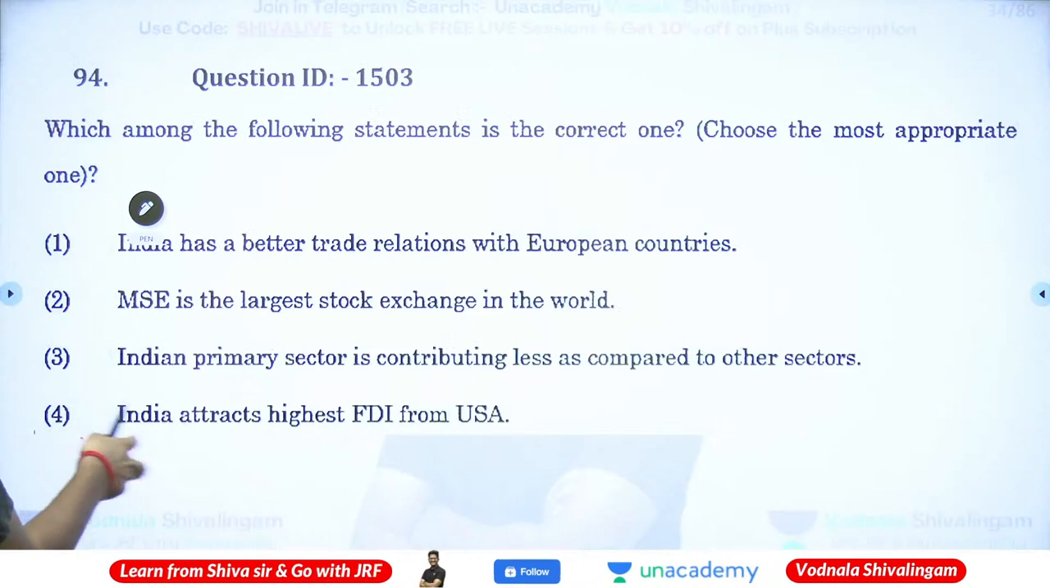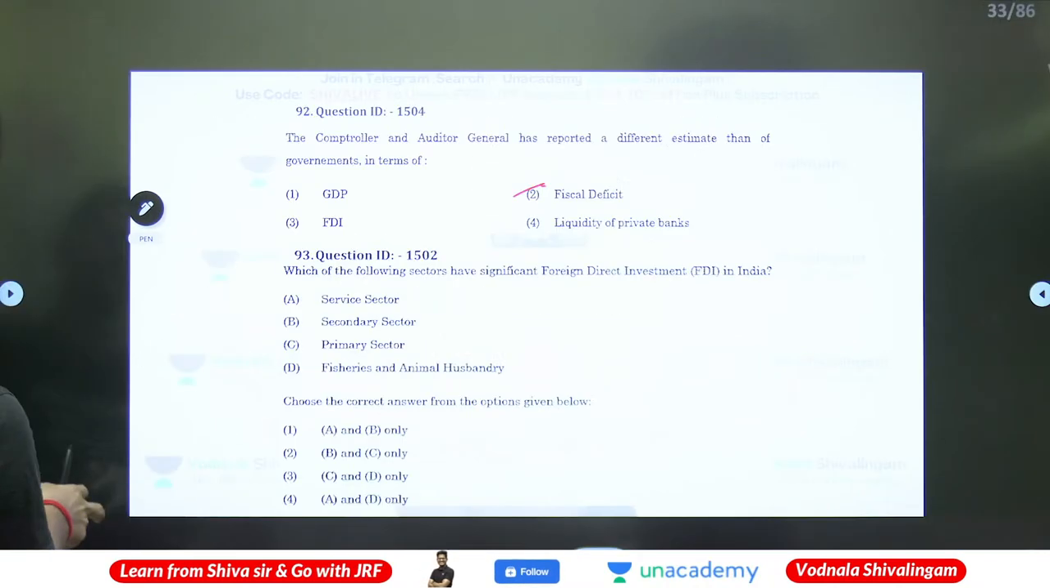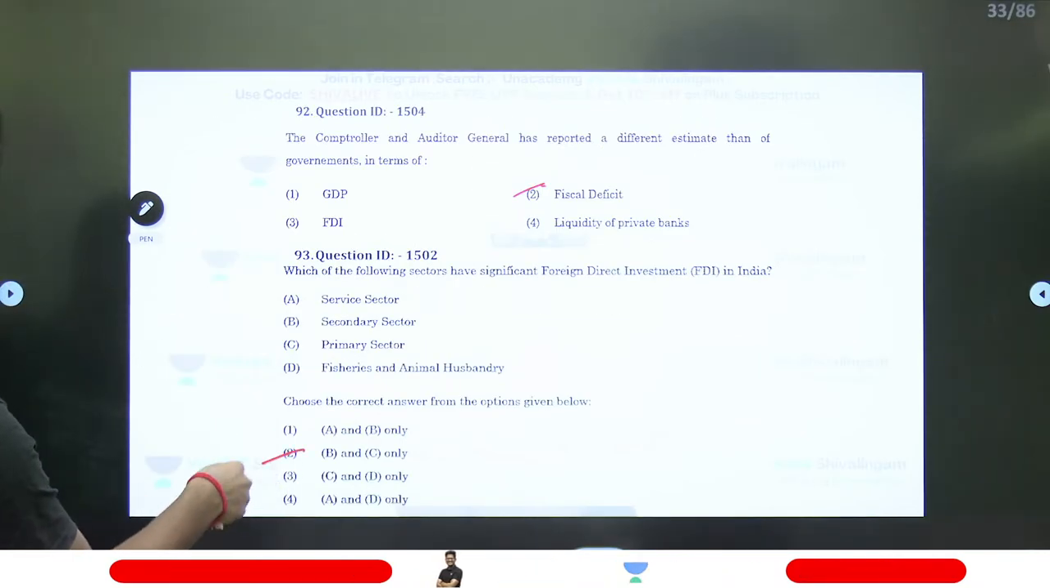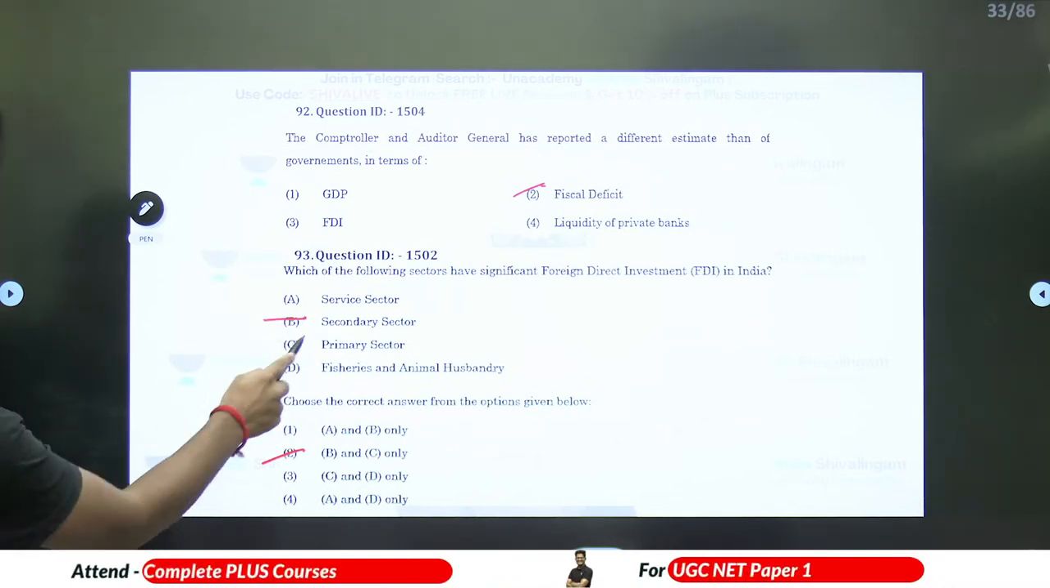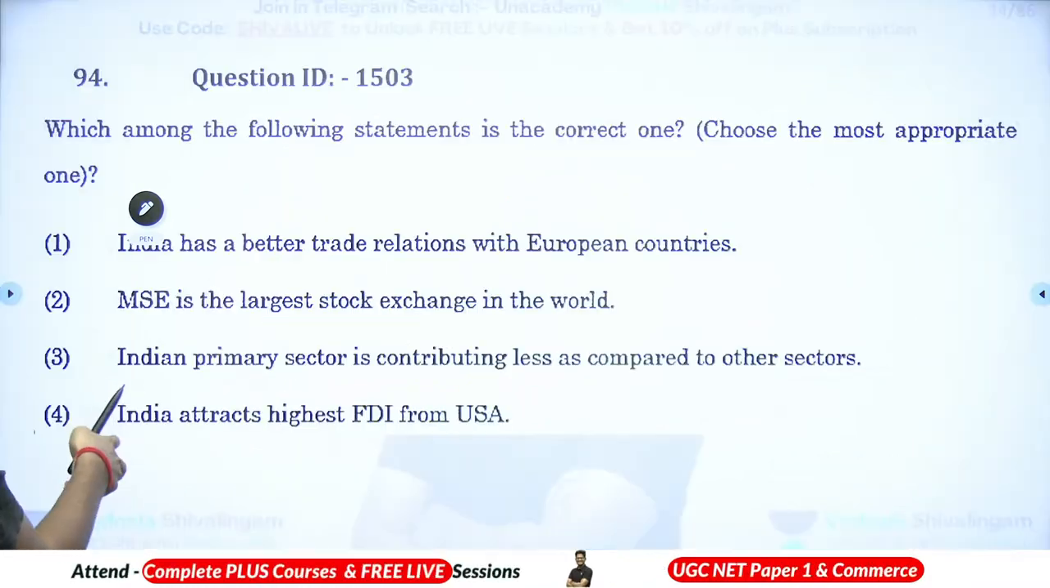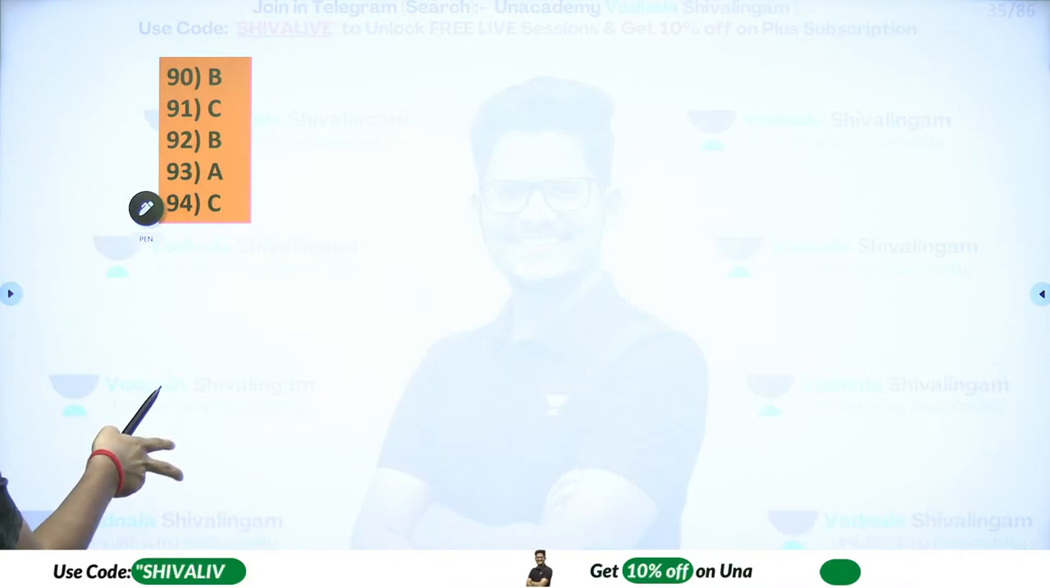So the answer is given as B, 93B, that is B and C, secondary as well as primary sector. Is it 92B, right?